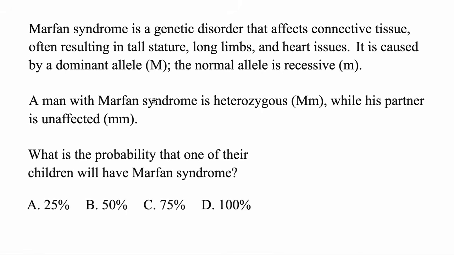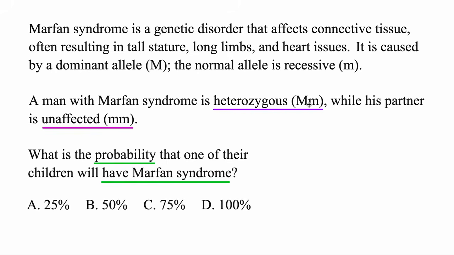A man with Marfan syndrome is heterozygous, one big M, one little m, while his partner is unaffected, two little m's. But the key to starting these problems is finding out what the parents look like, and we know that they have these letters for one parent, these letters for the other parent. Okay, and let's keep going. What is the probability that one of their children will have Marfan syndrome?